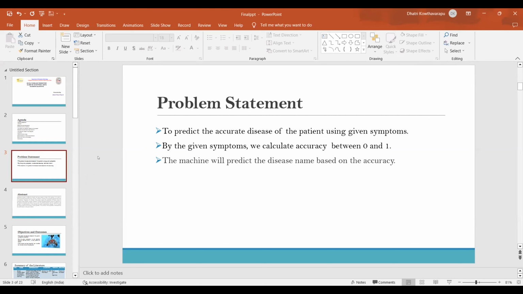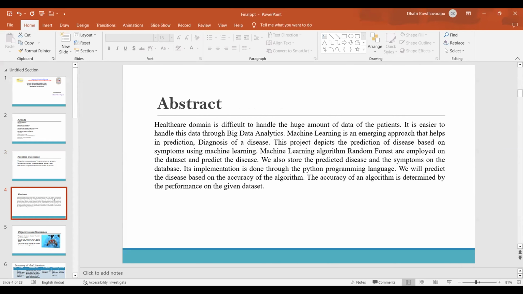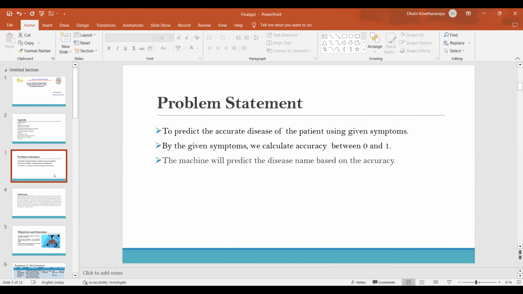And the main purpose was to predict the disease based on general symptoms. The given symptoms can give an accuracy between 0 and 1, and based on that accuracy, the machine can predict the name of the disease, so that after confirming the disease, the patient can go to the hospital.